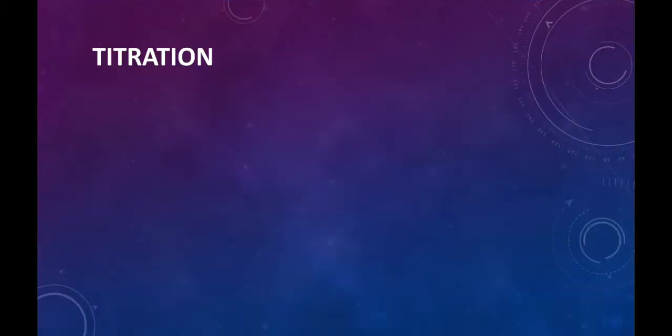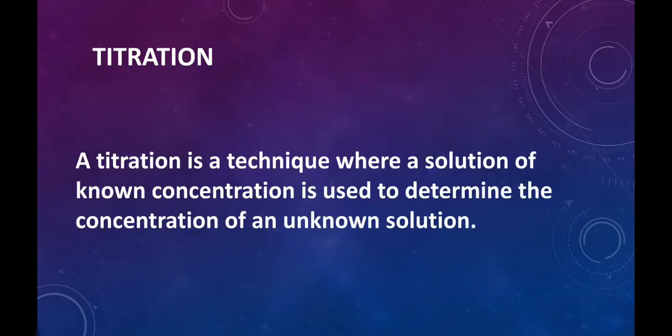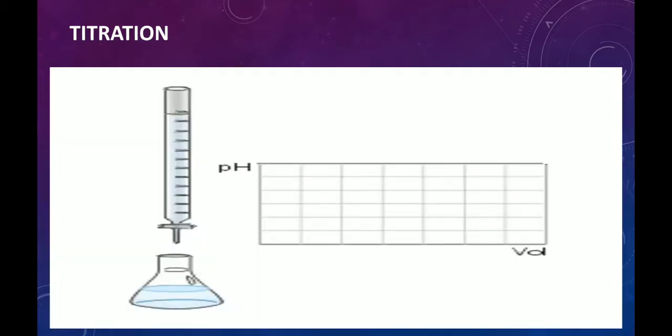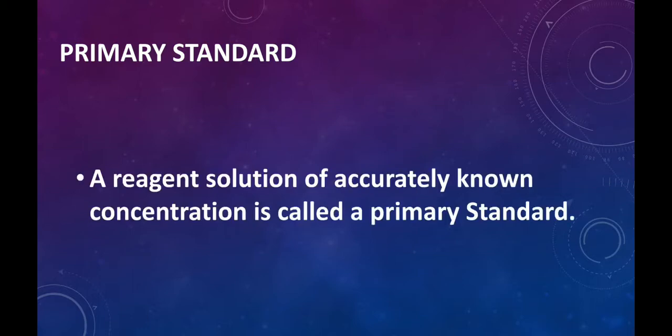Titration. What is titration? A titration is a technique where a solution of known concentration is used to determine the concentration of an unknown solution. What is primary standard? A reagent solution of accurately known concentration is called a primary standard.